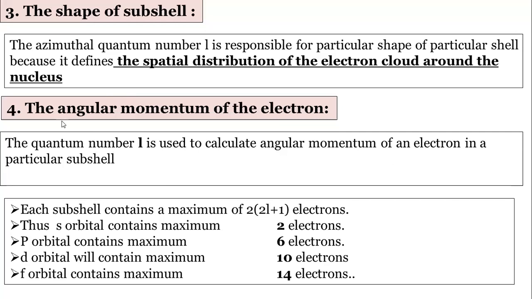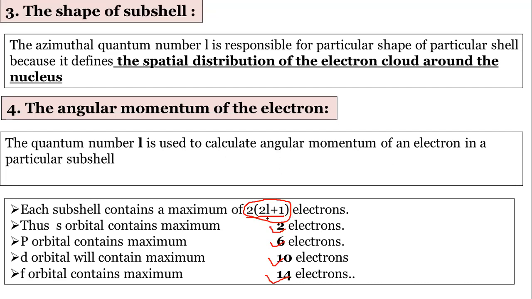It also denotes the number of electrons present in the subshell. For this we have to use this formula, 2 into bracket 2L plus 1. By using this formula you can calculate the number of electrons in the subshell. Actually you know the capacity of S is 2 electrons, the capacity of P is 6 electrons, the capacity of D is 10 electrons, and the capacity of F is 14 electrons.